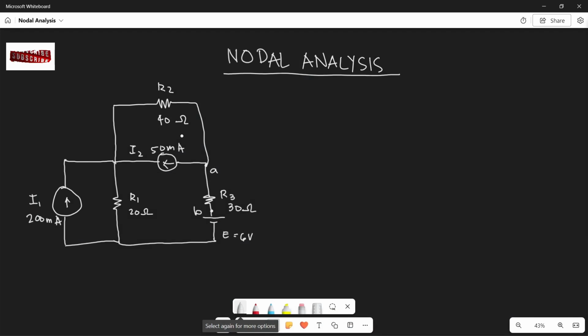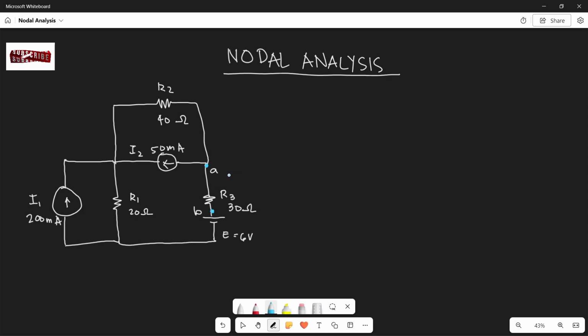In this circuit, we have two current sources, I1 with 200 milliamperes going in this direction, and I2 with 50 milliamperes going in this direction. I1 has a shunt resistance R1, which is 20 ohms, and I2 has a shunt resistance R2 of 40 ohms. We also have a 6 volt voltage source with a series resistance of 30 ohms. So we're going to solve for the voltage across resistor R3, so VAB.